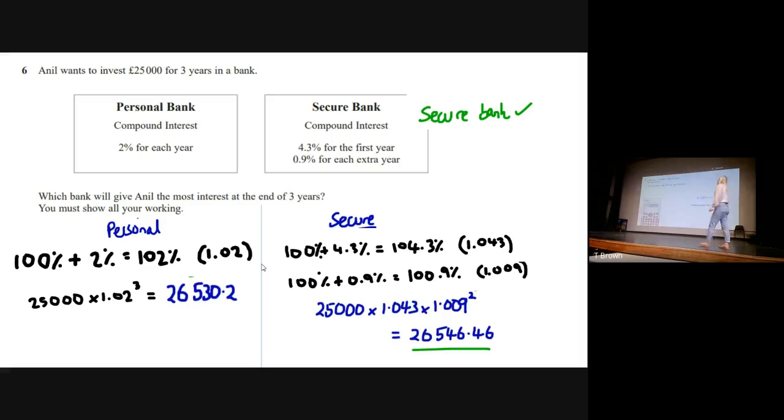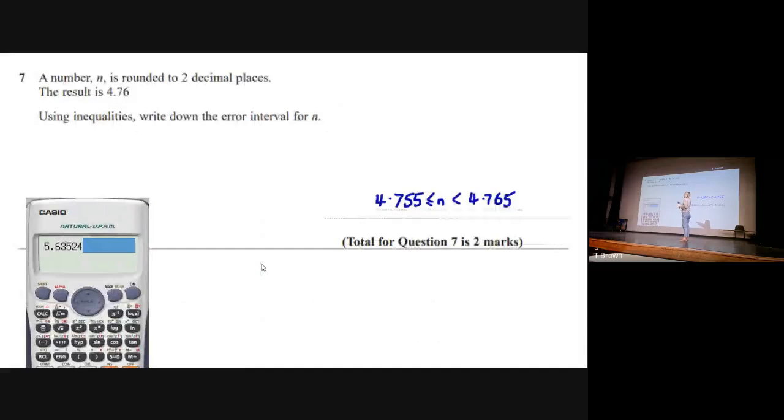A number n is rounded to 2 decimal places. The result is 4.76. So we had a number and we don't know what that number was. I can't tell you what it was. We've got no idea. But then we rounded it and it became 4.76. Using inequalities, write down the error interval. So the error interval is how wrong could we be? How small could it be? And how big could it be? And that's how far out we could be, if that makes sense.